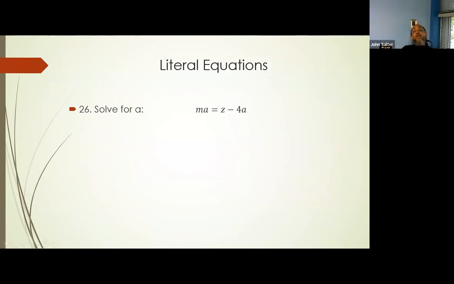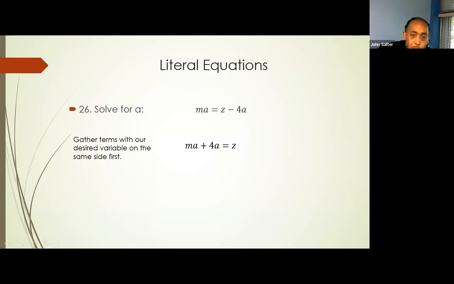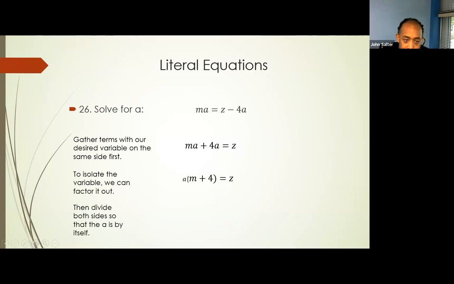Solve for A. Okay, so this time I have a lot of different variables going on. So I got to get all my A's together. Gather them all on one side. I got MA, and if I move the 4A to the left, I get MA plus 4A. Now I'm going to pull that A out of there. That's the thing I'm looking for. I'm going to divide all the rest of that away. Now I have A equals Z over M plus 4.